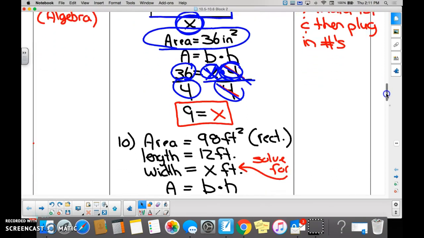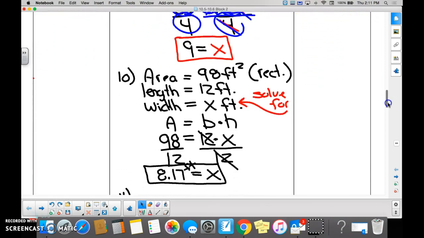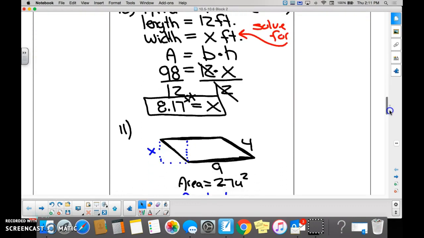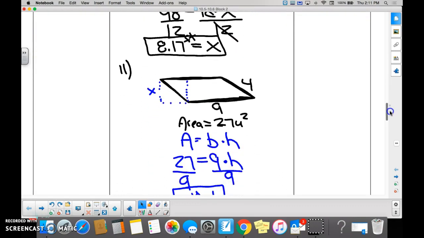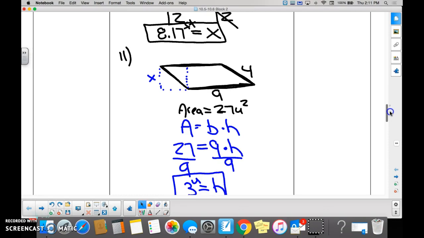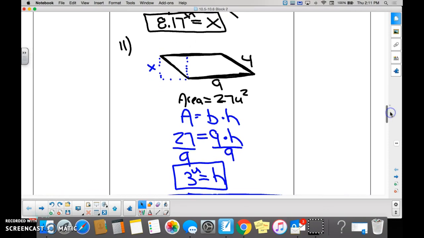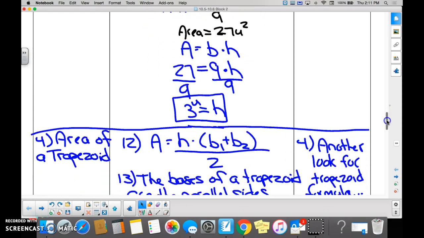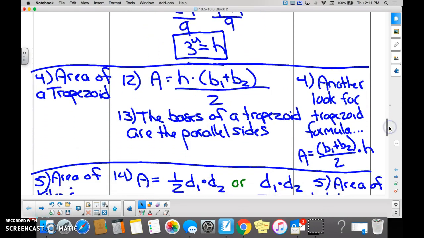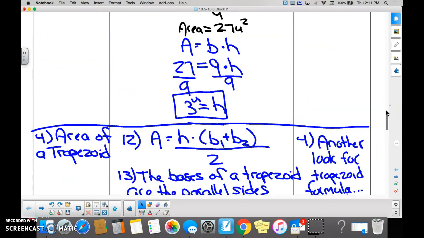Number 10, same problem, no picture. Number 11, same problem with a picture, except what kind of shape is that again? Everybody, what kind of shape is that? Parallelogram. Do we use this to calculate the height? No. That's just the side length, right? Trapezoids, any issues with trapezoids? No. Okay, as we've talked about.